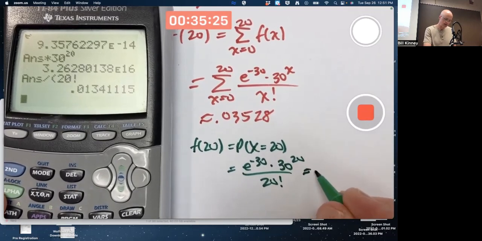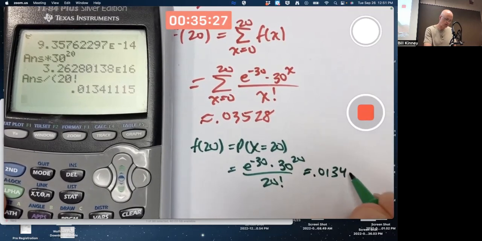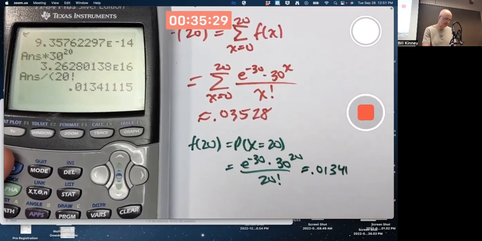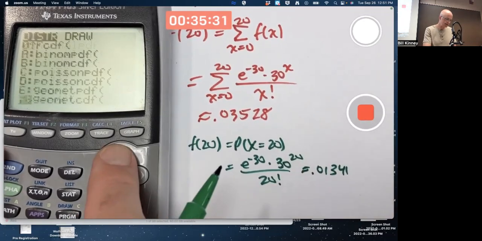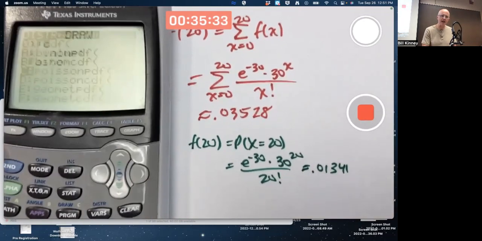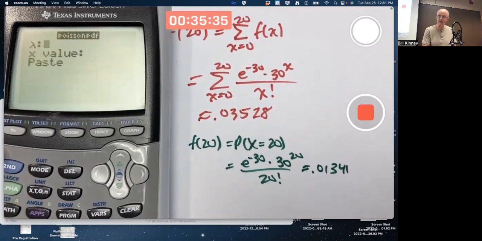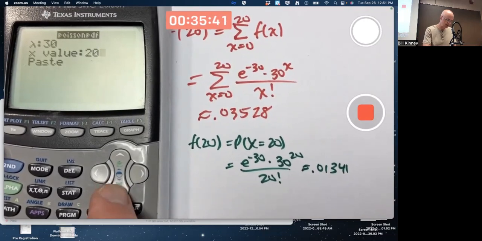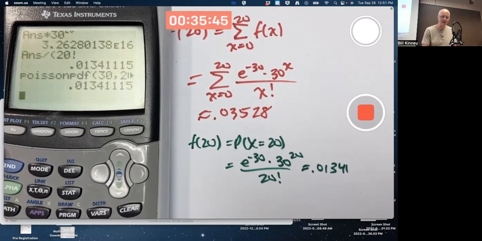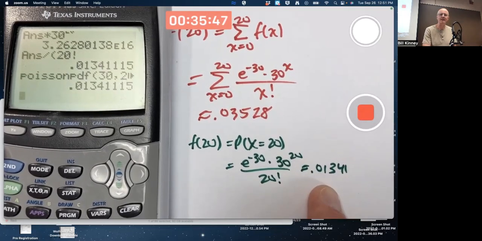That's about 0.0134. Let's see if the PDF would give the same thing. So now this is the PDF, which we call a PMF. See if it gives the same thing when x is 20. Yep. Got the same thing.